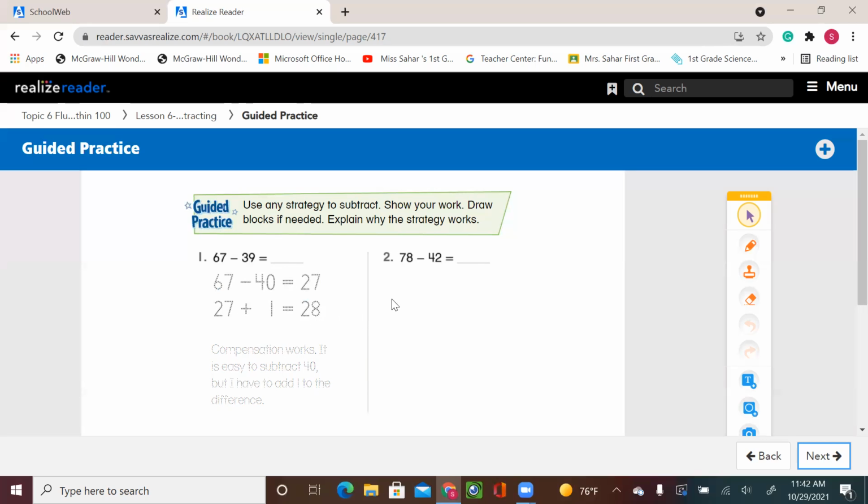We can also use regrouping, like you draw your blocks. Let's use this for the second one. So 78 minus 42.